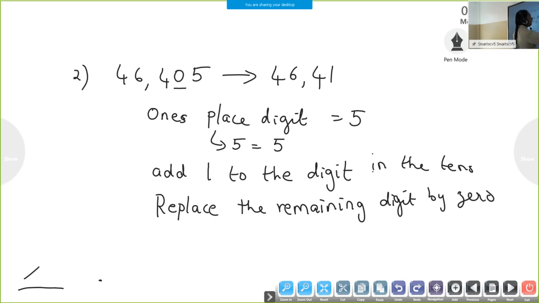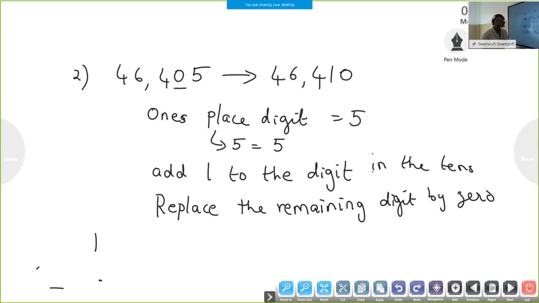No need to write 5 again, just replace. Some people, after putting 1, write the same digit 5 again. It is wrong. We have to put 0 in the ones place. So you can write: we round 46,405 to the nearest ten, which is the number 46,410.